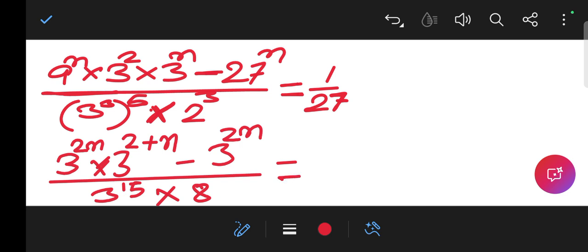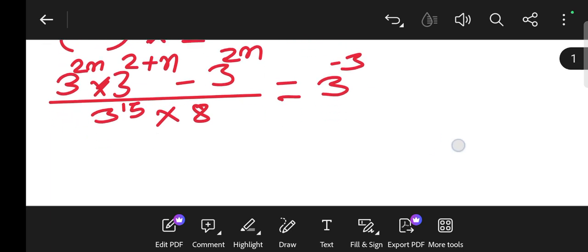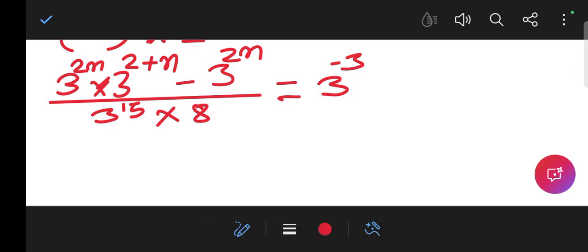After that, this value, 1 by 27, could be written as 3 raised to the power minus 3. First we take the reciprocal of 27 and then reduce it to the power of 3. After this, let's go ahead with another equation. Here, 3 raised to the power 2n could be further reduced: since the bases are the same, it could be written as 3 raised to the power 2n plus 2 and then plus n.